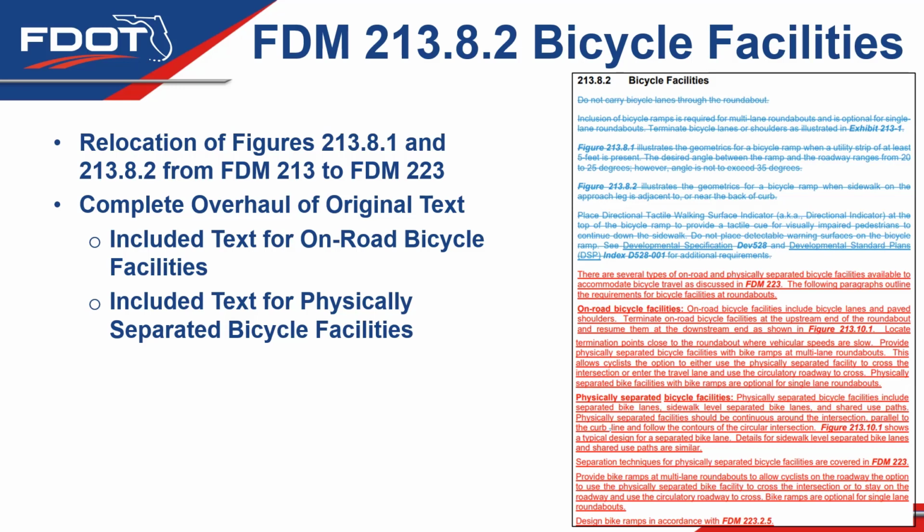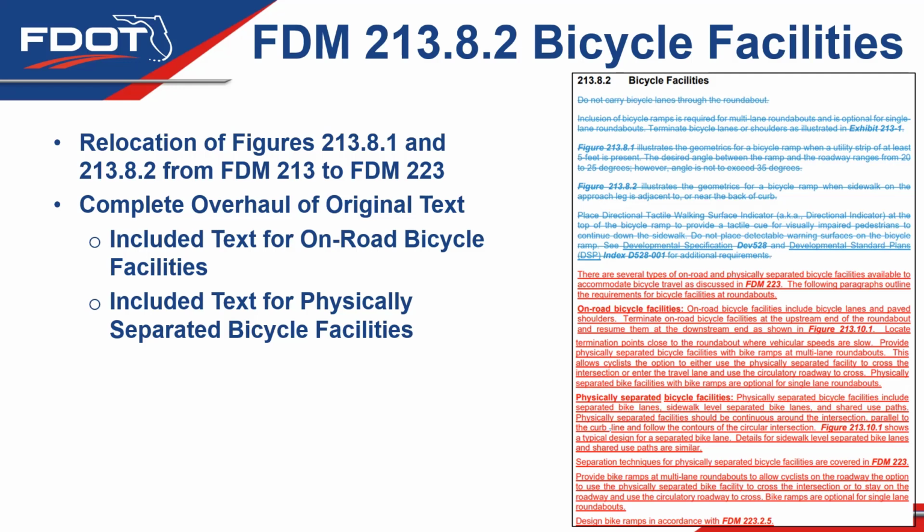In some instances, especially in higher contexts, C5 and C6, and where high volumes of vulnerable road users are expected, it may be best to have a separated bicycle facility and also a pedestrian facility. This new language supports this.